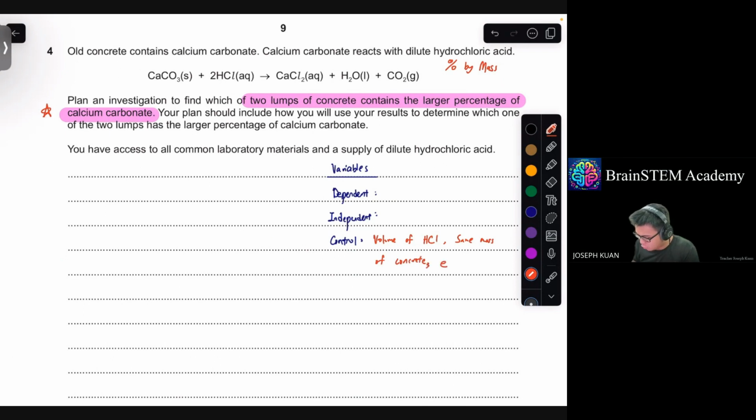Right, and many more. Okay, so the dependent variable is more of the percentage by mass. So you can maybe think of the final mass after reaction, right? Mass after reaction. Okay, this is not final, yeah. This is just a rough idea for us to clear our mind and then build an experiment out of it. Independent variable should be the 2 lumps of concrete.